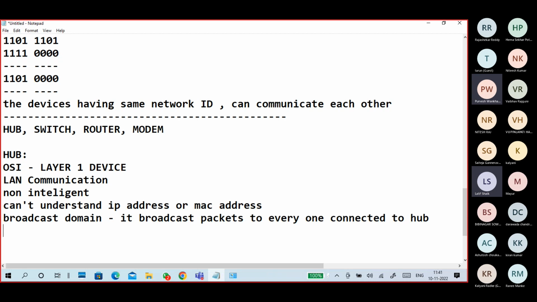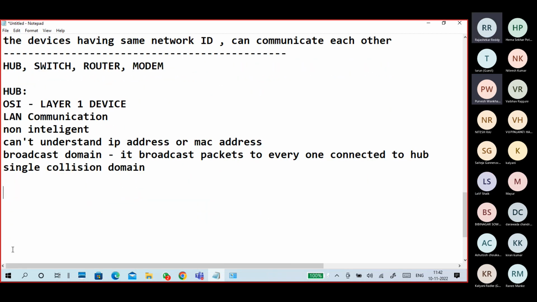Of course, it's a collision domain too. So single collision domain. Okay, of course, the hub is a broadcast domain and a single collision domain.